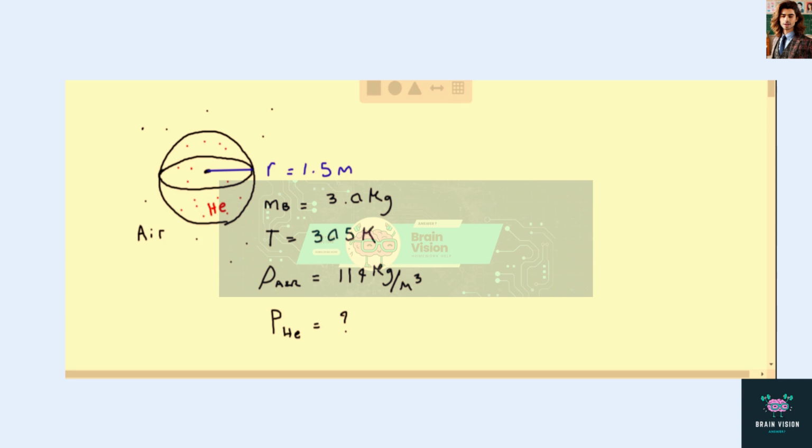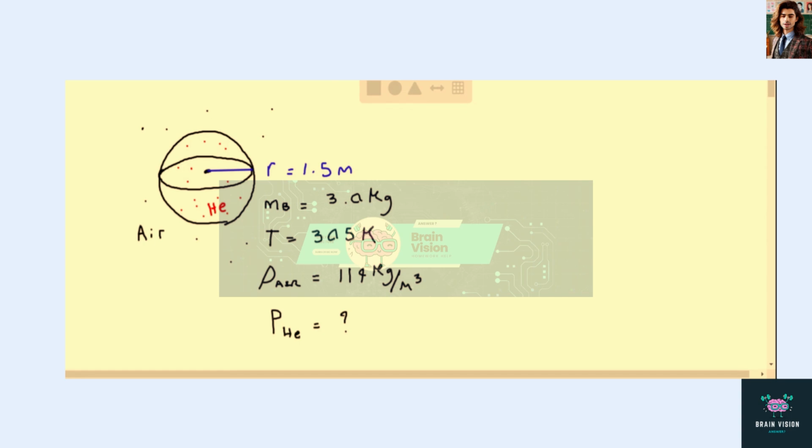In this example, we have a balloon filled with helium, and we want to find the absolute pressure of the helium gas such that the balloon is just sitting suspended in air. It's not rising or falling. So we have some parameters here. We have the radius of the balloon, the mass of the material that makes it up, m sub b, the temperature of the helium gas inside, and then the density of the surrounding air.